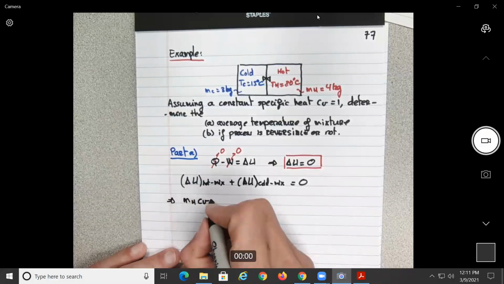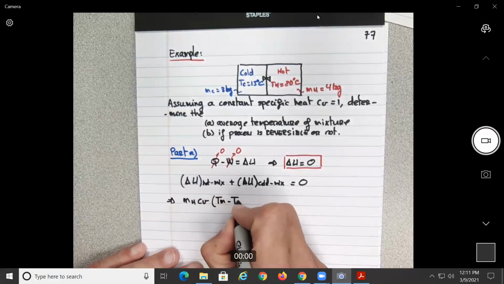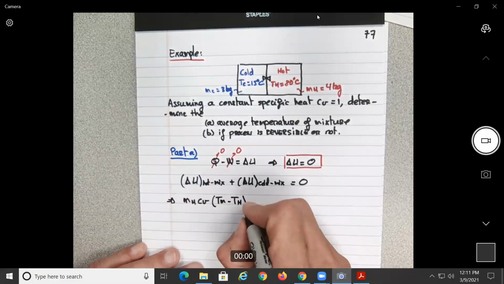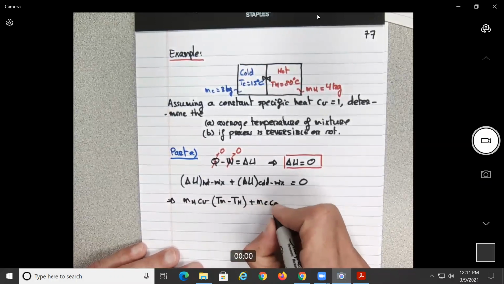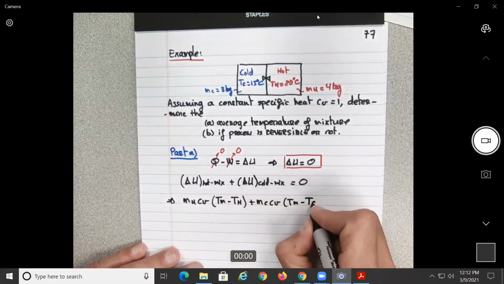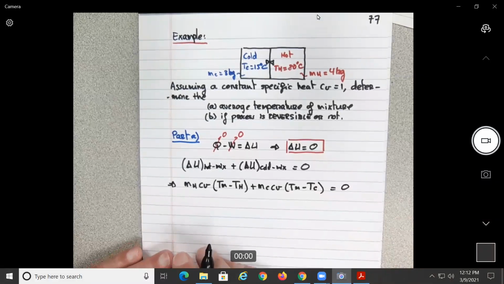And now what will you have? T mixture minus T hot. Yeah? Okay, final minus initial, no? U2 minus U1. Plus, now we do the same thing for the cold. m cold, C_V, T mixture minus T cold should be equal to 0.